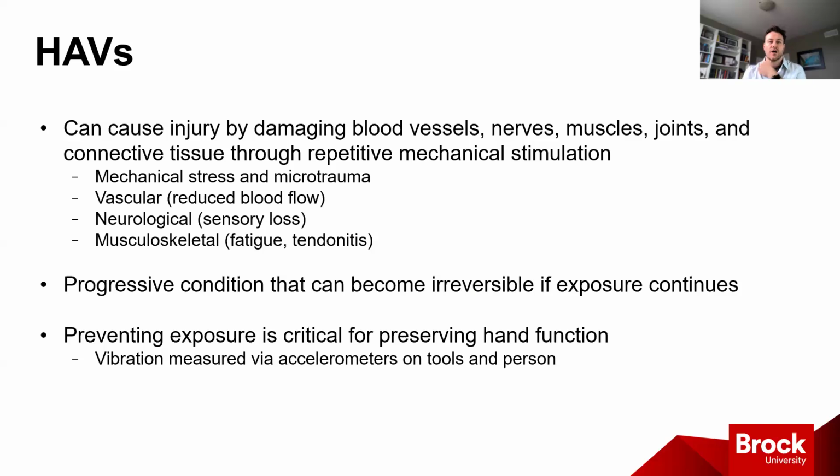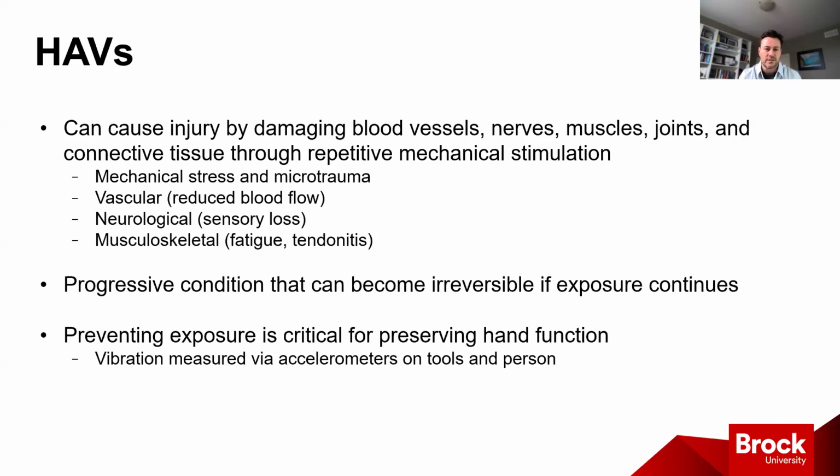So hand-arm vibration can cause injuries by damaging blood vessels, nerves, muscles, joints, and connective tissue through repetitive mechanical stimulation. So really what's happening here, when a person interfaces with a tool that vibrates, those accelerations and forces get transmitted to the person, and there's mechanical stress and microtrauma developed as a result. This can result in vascular microtrauma and damage, which may lead to reduced blood flow. There could be neurological problems, which result in sensory or peripheral loss, and musculoskeletal issues related to neuromuscular fatigue and tendonitis. So unfortunately, HAV is considered a progressive condition, sometimes with a slow onset, but the problem is that the disorder can often be irreversible if exposures continue for too long. So preventing exposures is definitely critical for preserving hand function.